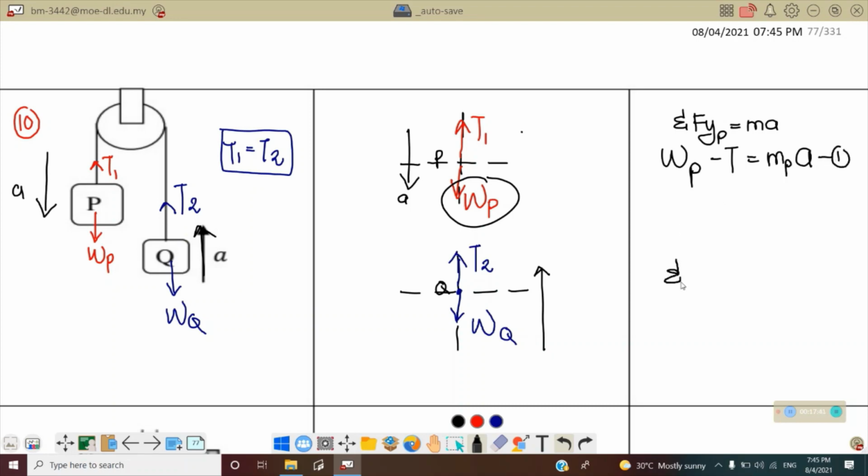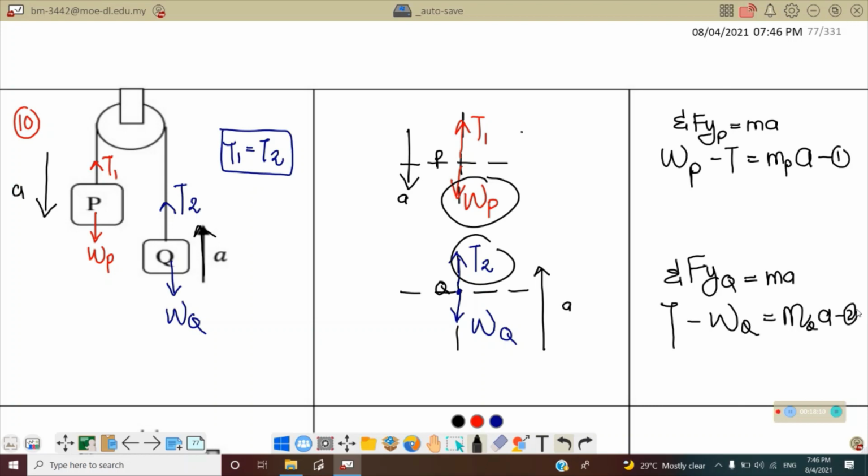The second equation is from Q. Because only Y component, so we only write Y component, F equals MA. And the motion is accelerating upward, meaning that the tension is greater. So I take tension minus weight for Q equals MA. This is our second equation, meaning that we always refer to the motion. The force in the same direction as the motion is positive. Opposite to the motion, we consider it as negative.